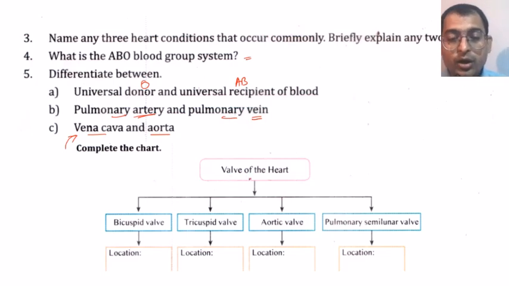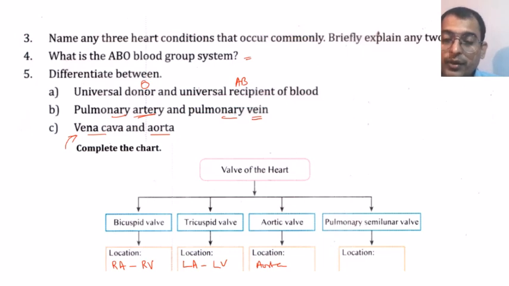Okay, what are the valves of the heart? Bicuspid valve location, it is between the right atrium and right ventricle. Tricuspid valve between the left atrium and left ventricle. Aortic valve, it is in the aorta. Okay, pulmonary semilunar valve is present in the pulmonary artery.